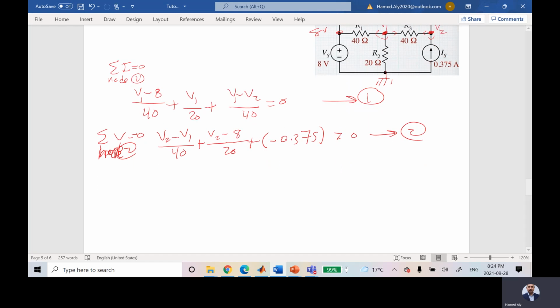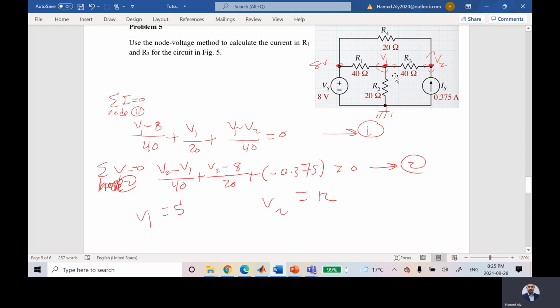So if you try to calculate VA or V1 and V2, you will realize that V1 should be equal to 5 and V2 should be equal to 12. Once you calculate V1 and V2, you will be able to calculate the current in R1. So the current in R1, if this guy is 5, the current in this guy is equal to what? Is it 8 minus V1 or V1 minus 8?